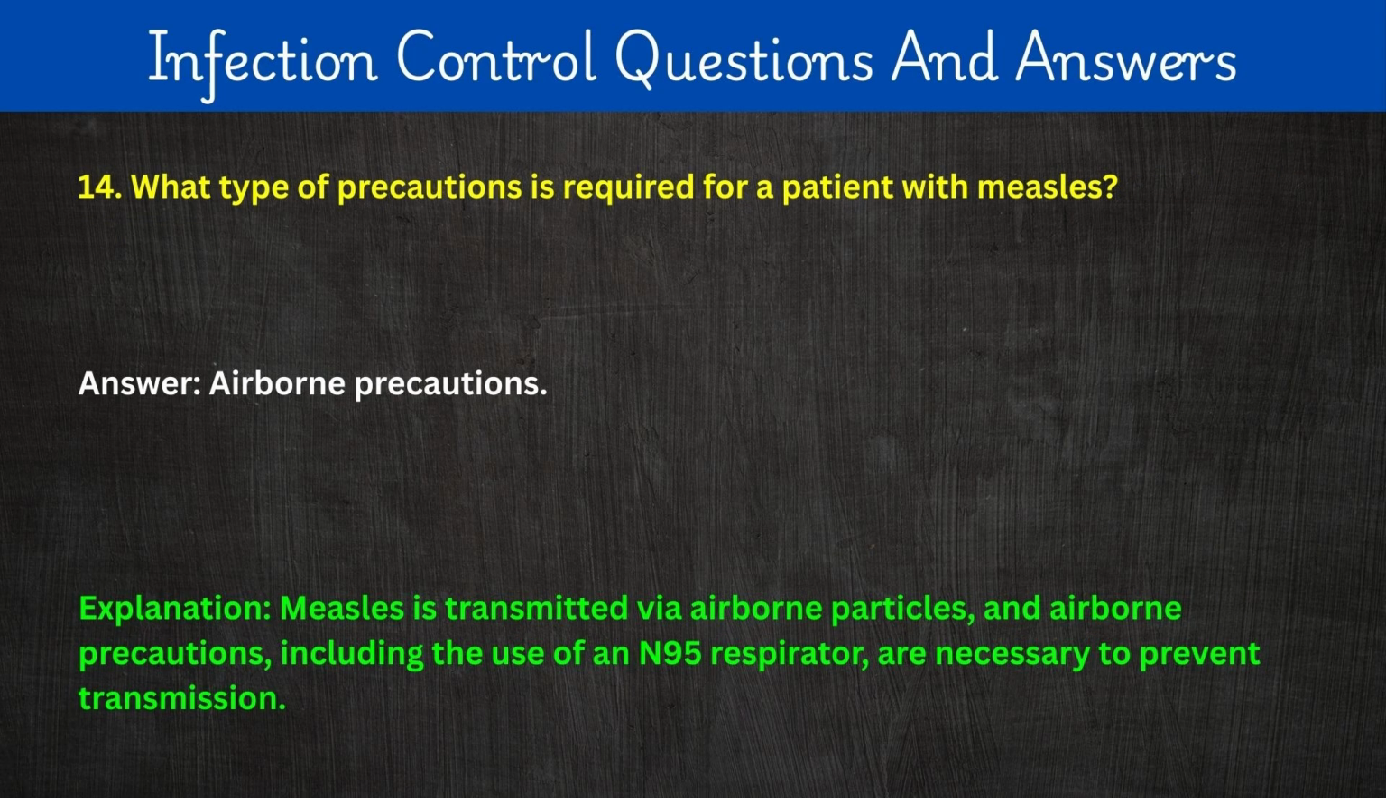15. A nurse is caring for a patient with a respiratory infection. Which PPE should be worn? Answer: surgical mask and gloves. Explanation: surgical masks prevent the spread of respiratory droplets, and gloves protect against contact with potentially contaminated surfaces or fluids.